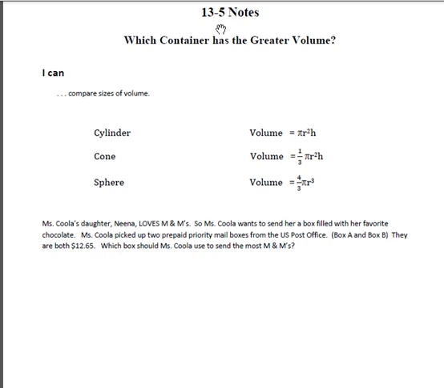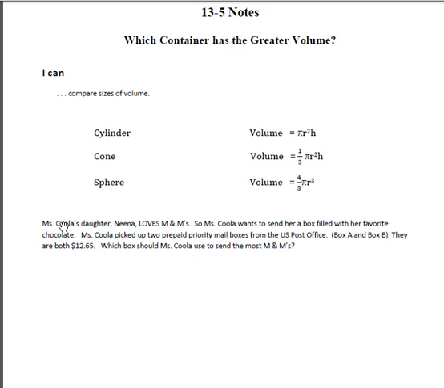Hello, welcome to the notes for lesson 13.5. This comes from your notes packet, page 23. It's titled, Which Container Has the Greatest Volume? Our target for this is, I can compare sizes of volume.